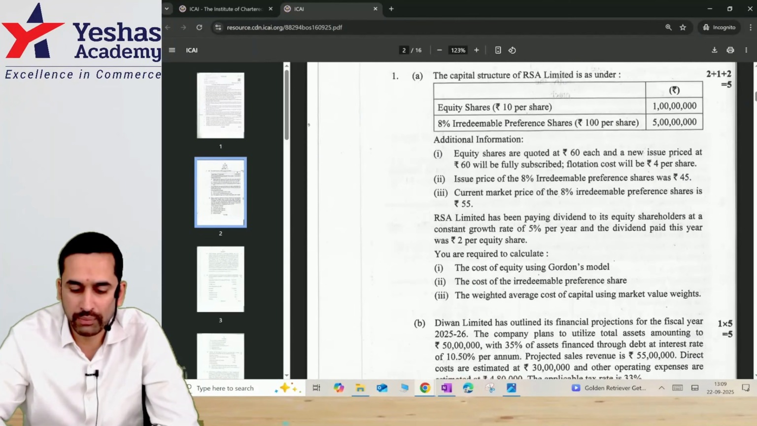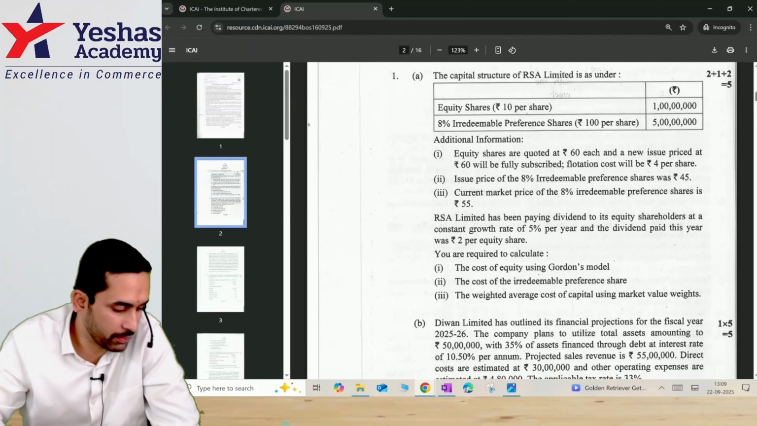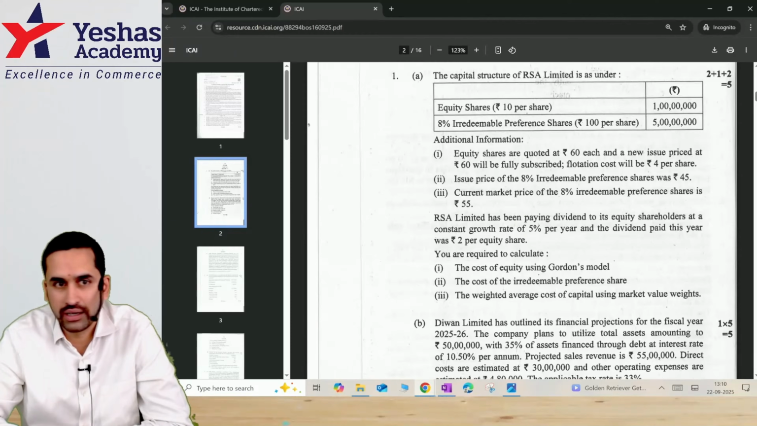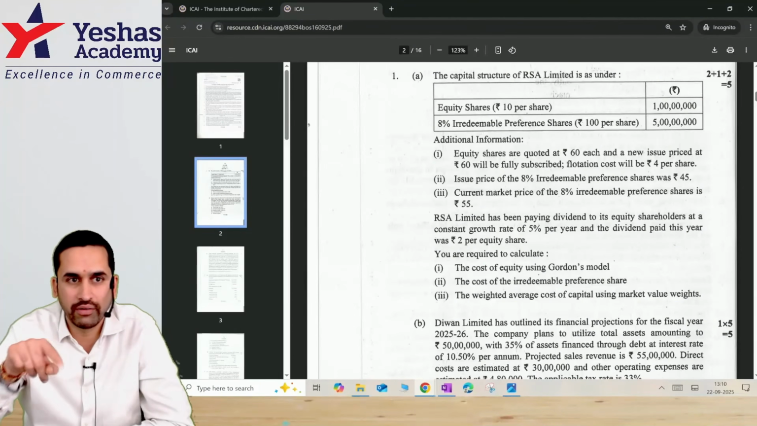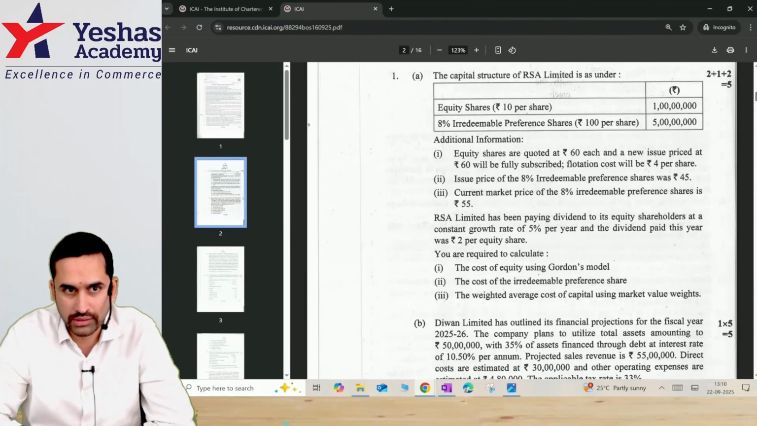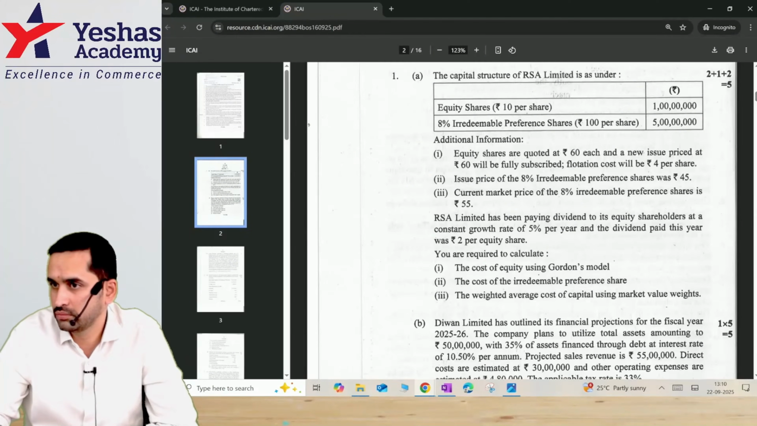Second, cost of irredeemable preference share. One good thing with irredeemable preference share is you don't have to do that RV minus NR etc. You only have to do preference dividend divided by net receipt into 100. There won't be 1 minus T also for this. There is no tax benefit on preference. Then they want WACC using market value. That's why they gave you the market price of equity also, preference also.